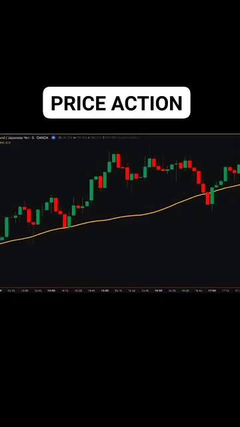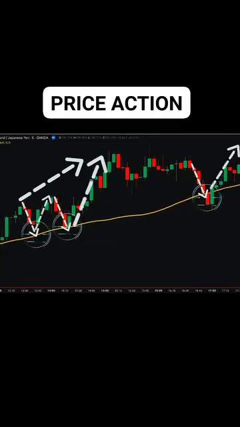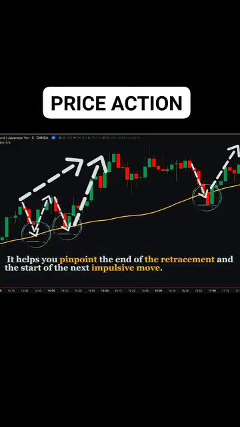Let me give you another example. When the market is trending up, the 50 SMA starts to slope upward. It follows price action like a smooth rising path. Each time price pulls back during a retracement, it tends to approach or tap the 50 SMA. And if the uptrend is strong, price often bounces off the moving average and continues higher. That's because the 50 SMA is acting as a dynamic support level.